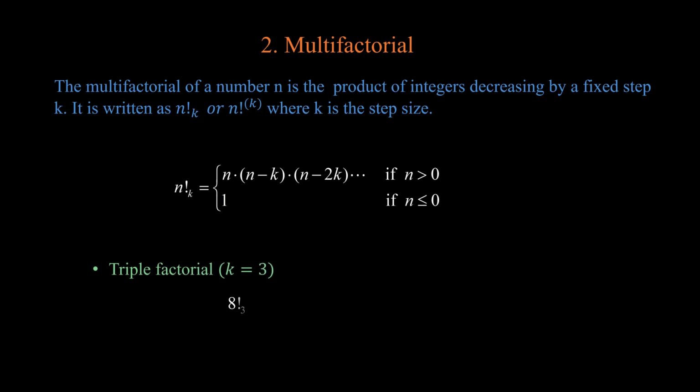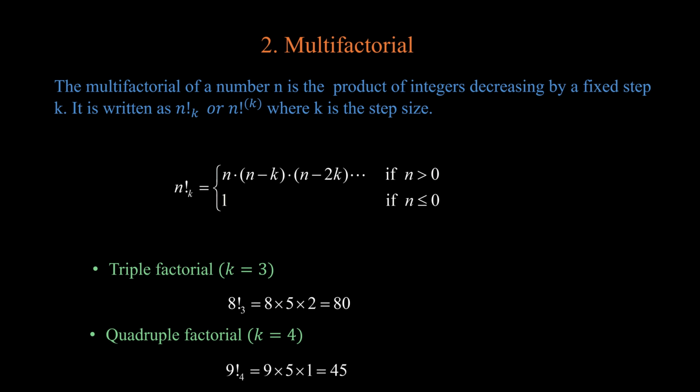For example, 8 triple factorial is 8 times 5 times 2 equal to 80, where each number decreases by 3 from the previous one. If the step size is 4, it is known as quadruple factorial. 9 quadruple factorial is 9 times 5 times 1 equal to 45.